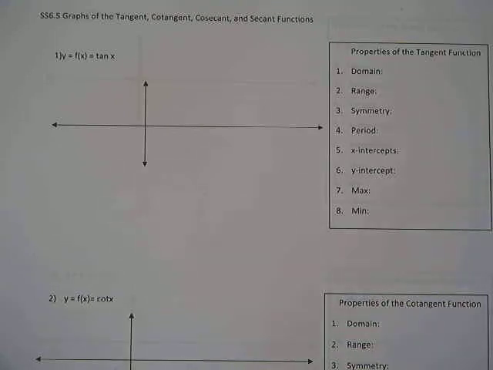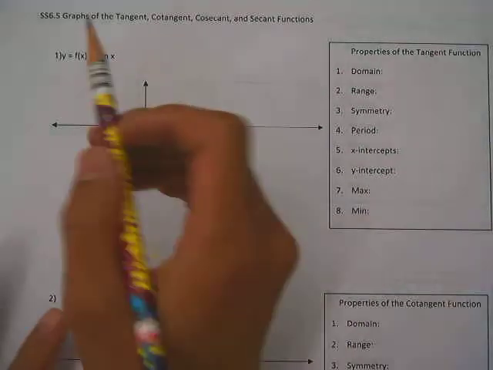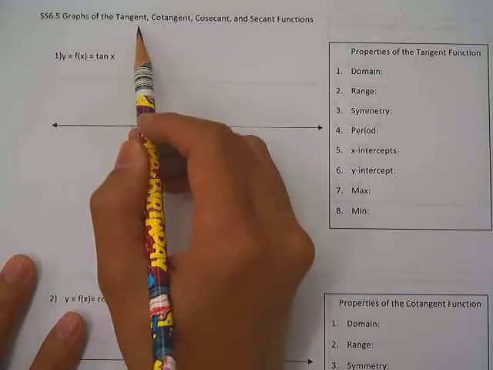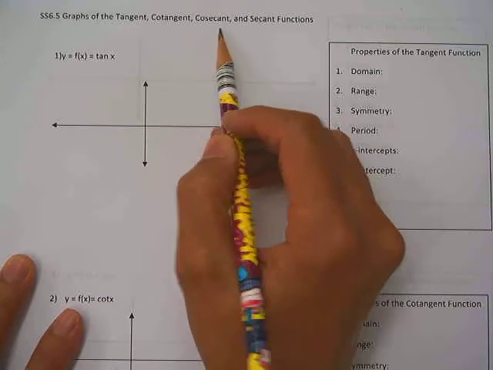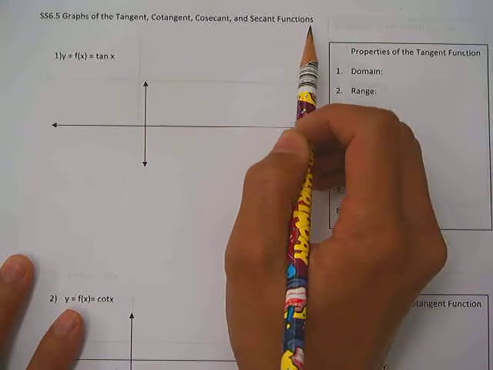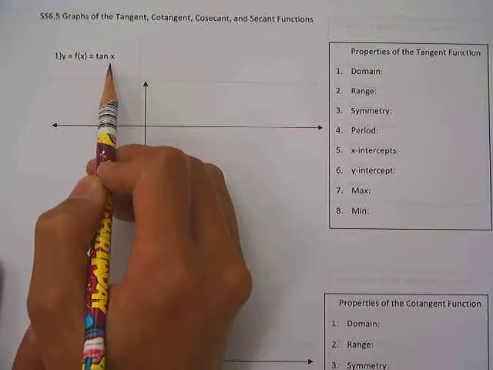Guys, we are going to start with 6.5, which is a continuance of the trig function graphing. So 6.5, graphs of the tangent, cotangent, cosecant, and secant functions. We're going to start with the parent function of tangent.